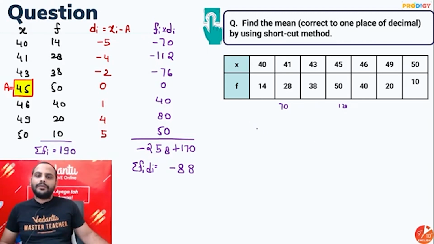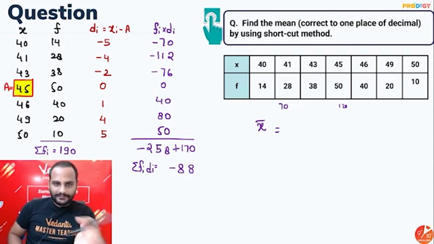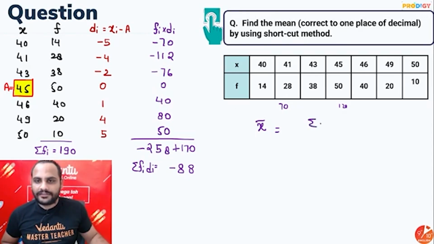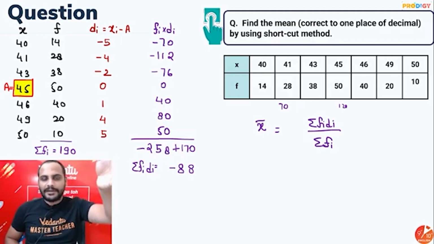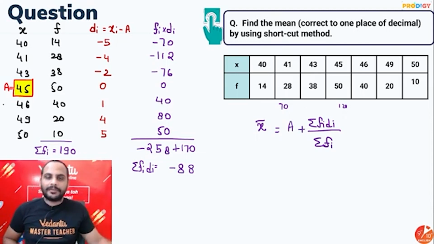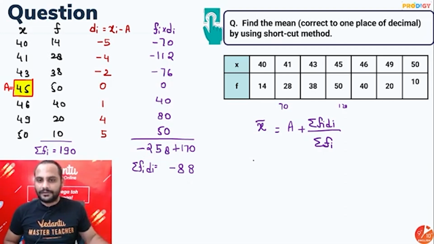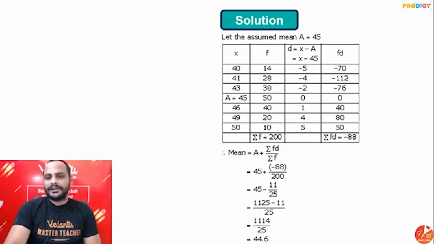Okay, so now the formula for mean. देखो, since I know that if I reduce all the values by A, the mean will also be reduced by A. So the new mean, if I do summation of fi into di divided by summation of fi, will be 45 less than the mean which we would get by using the values of x. So, to get the original mean for this data, we will add what we subtracted earlier. This just reduces the calculation. So the mean will be 45 plus minus 88 upon 190. Solve it and you'll get your answer.